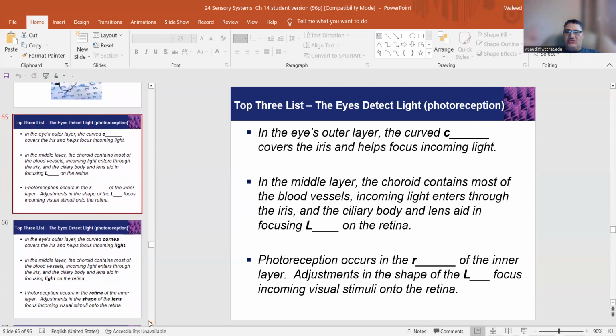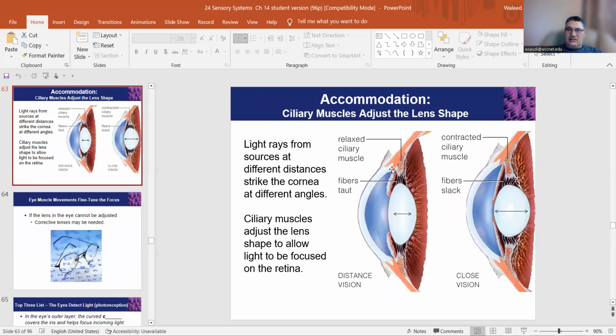If you guys are interested to know more information about anything, I can tell you, but I'll be focusing, generally speaking, on the core of the chapter as usual. In the eye, the outer layer, what do we have that's curved? Cornea is curved and it covers the iris, which is this. Cornea, curved and covering this. This is the iris, the colored part of your eye.